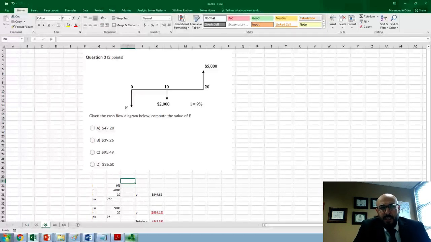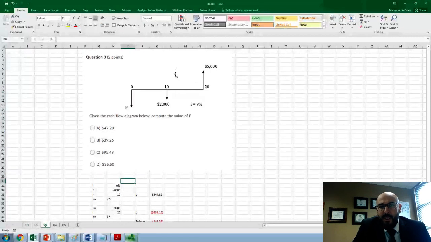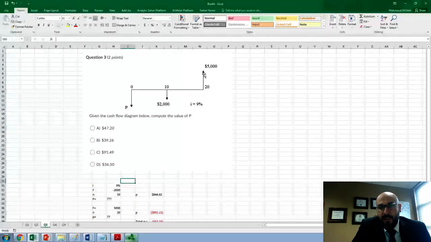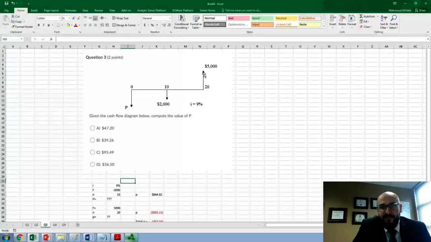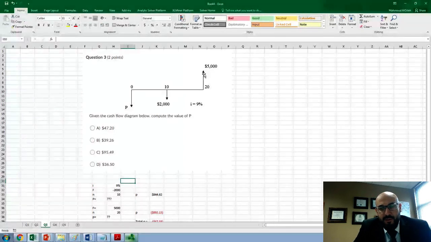As you see, the arrows down here represent a negative amount, and the arrows right here represent a positive amount. If the arrow is going down, this is a negative amount, this is an investment. If the arrow is going up, that would be an income. Cash is coming into your pocket, into your project, into your investment. So calculate the P.